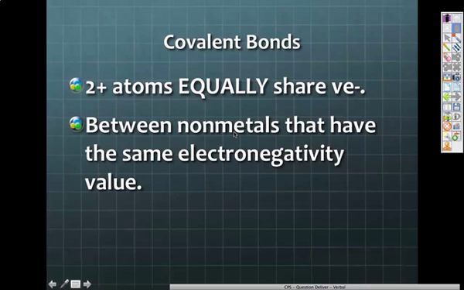What about something you're breathing right now? Oxygen and oxygen, absolutely. So all of the diatomics that we've been talking about so much, those are all pure covalent bonds because they have the same electronegativity value.